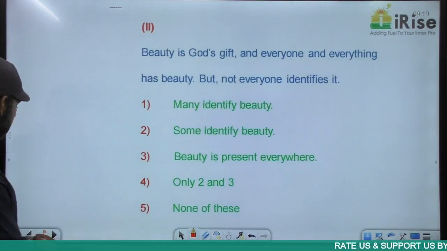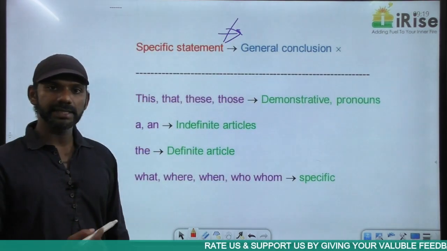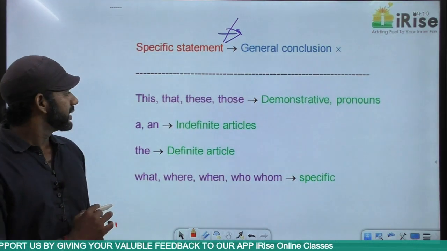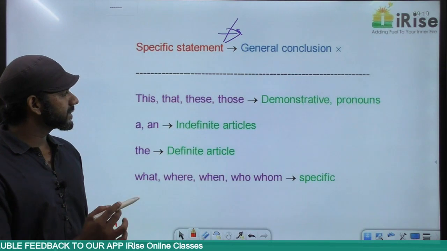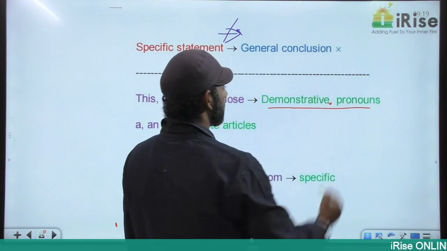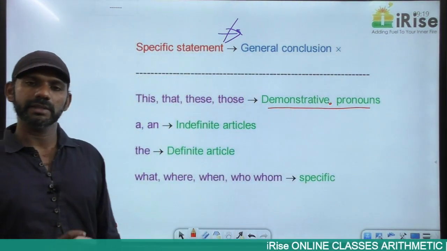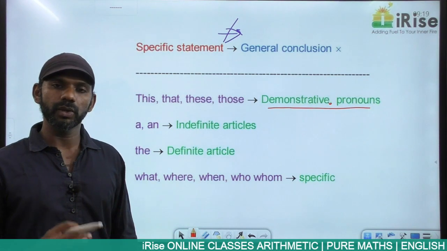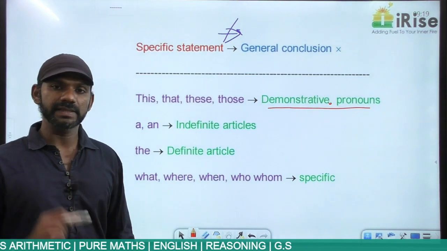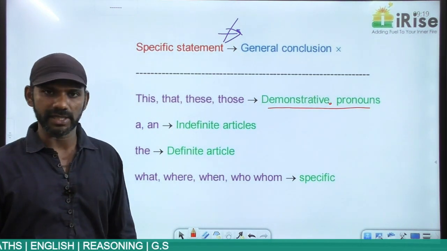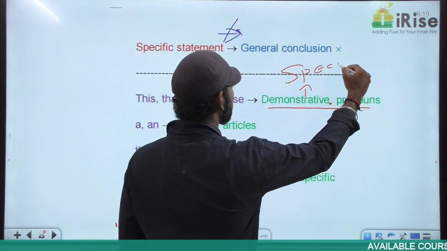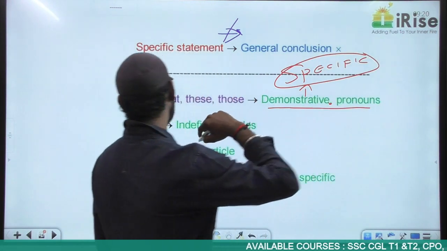Now come to these words: this, that, these, those. We have discussed these words in pronouns, in detail in fact. This, that, these, those are termed as demonstrative pronouns. They're called demonstrative pronouns because we use these pronouns only when we demonstrate something, refer to something in specific, like this boy, these boys, that boy, those boys, etc. So demonstrative pronouns are taken as specific.